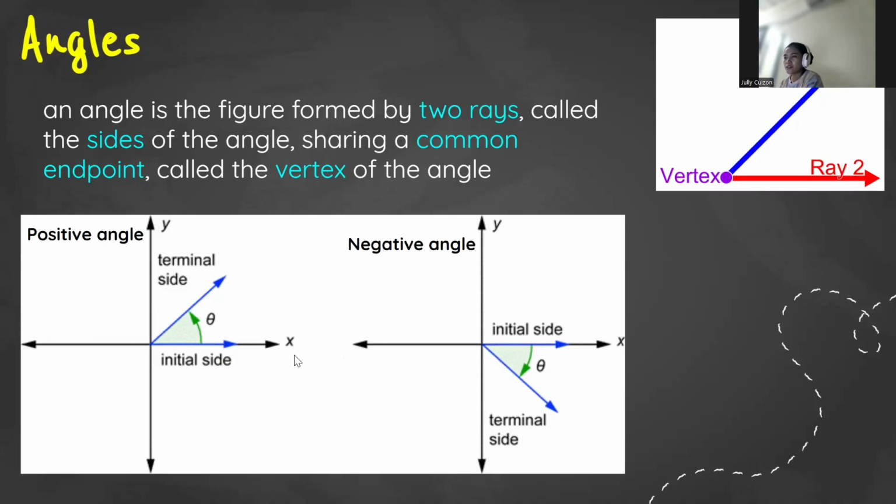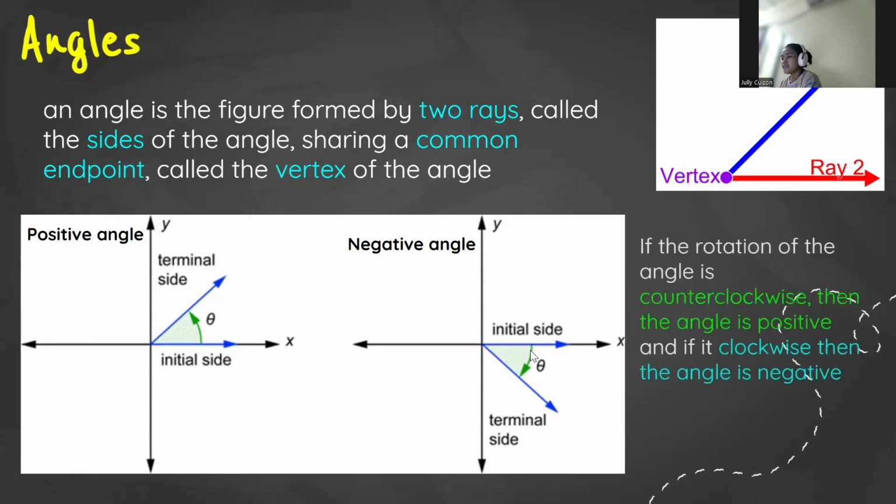We also have here two rotations. When can we determine if the rotation is positive or negative? We just look for the arrow. This green arrow here determines the rotation of your angle. If the arrow rotates in a counterclockwise rotation, the angle is positive. On the other hand, if the arrow rotates clockwise, the angle is negative.